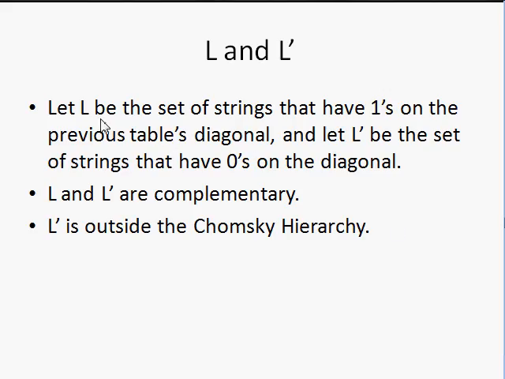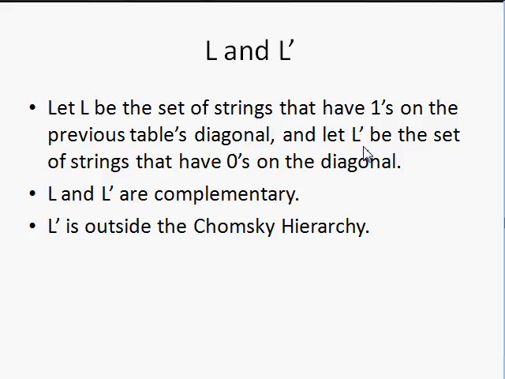So let's name two languages now based on that table. Let's call the language that contains all the strings that have 1s on the diagonal, let's call that L. And the language of strings that have 0s on the diagonal, call that L prime. So between them, L and L prime contain all the strings in the whole table. Strings made out of just A's.